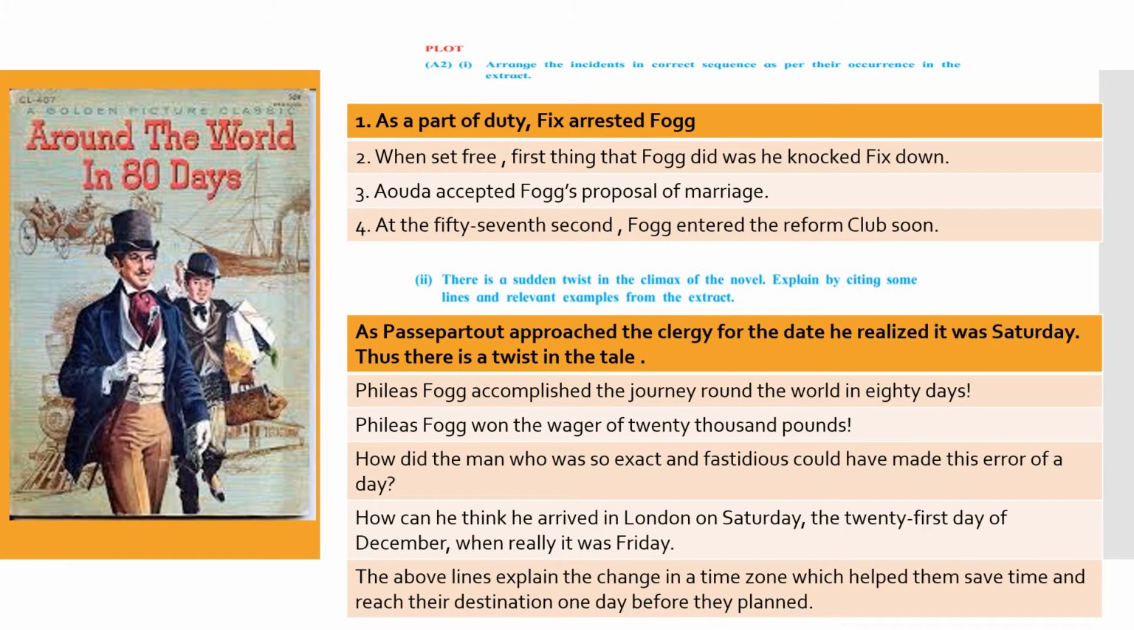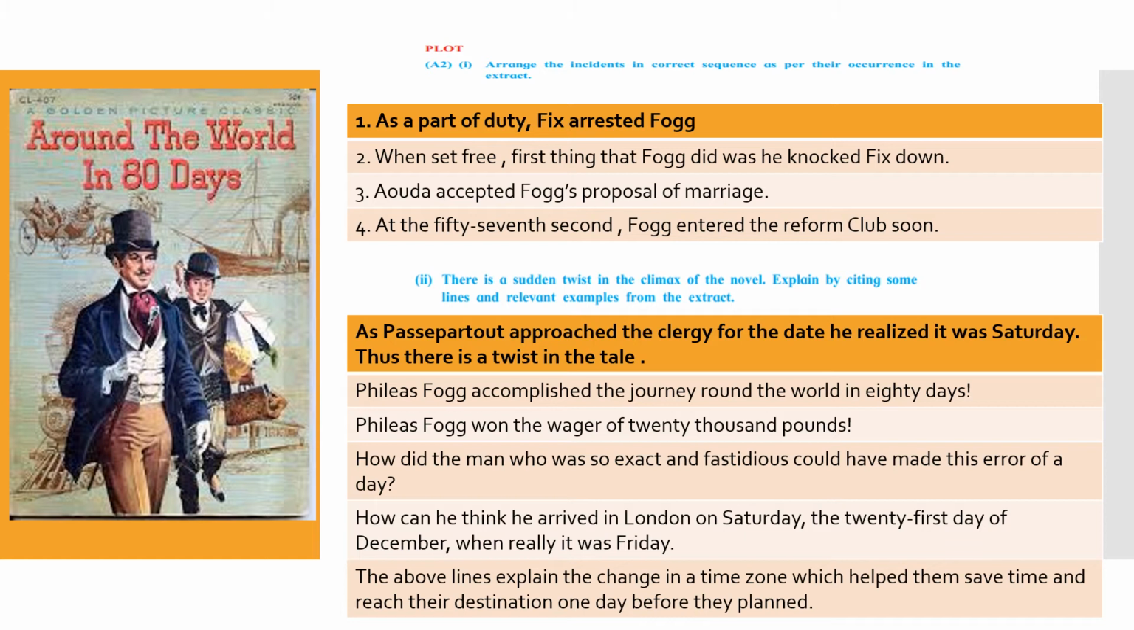There is a sudden twist in the climax of the novel, explained by citing some lines and relevant examples from the extract. The sudden twist in the climax of the novel is when Passepartout approached the clergy for the date, he realizes it was actually a Saturday. Thus, there is a twist in the tale. Phileas Fogg accomplished the journey around the world in 80 days, and therefore he won £20,000.